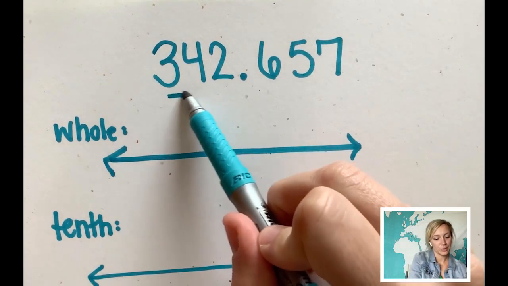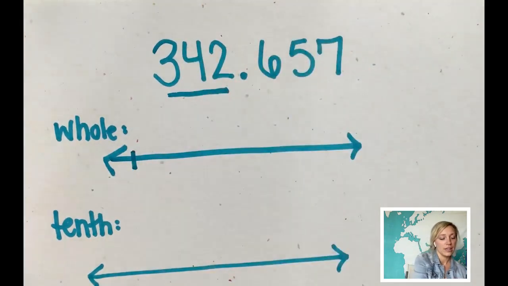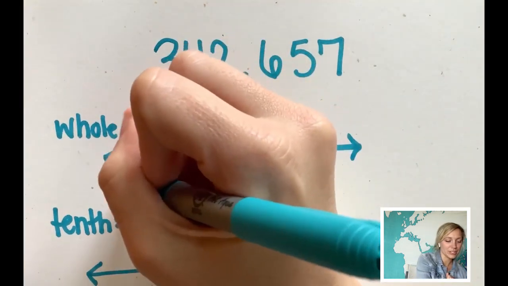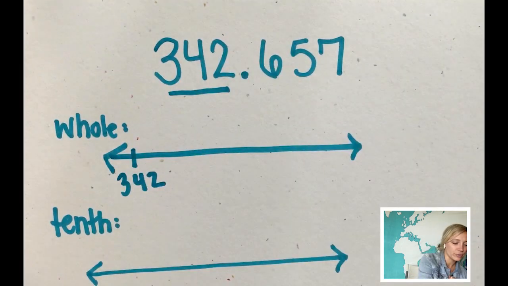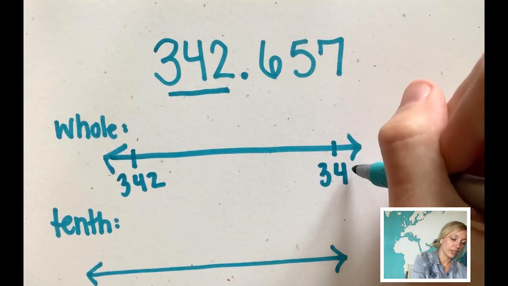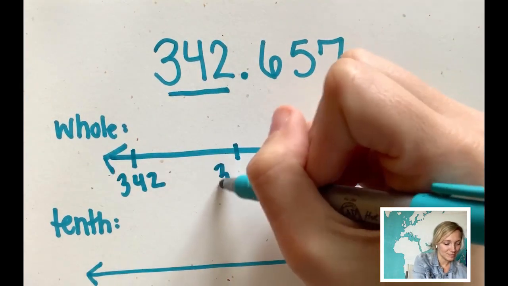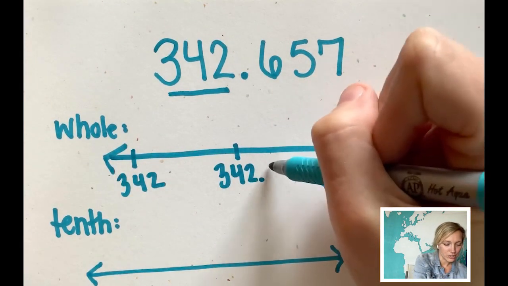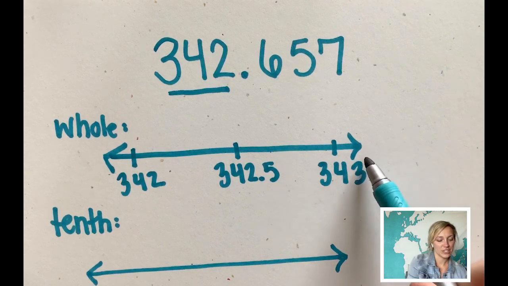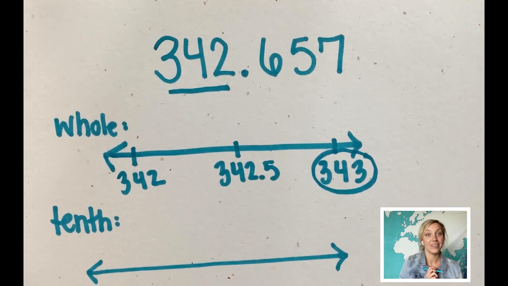Going to underline 342, that is my whole number. That will be the left part of my number line for whole numbers. 342. One more than that, 343, halfway in between, 342 and 5 tenths. And if you said this number rounds to 343, you are correct.